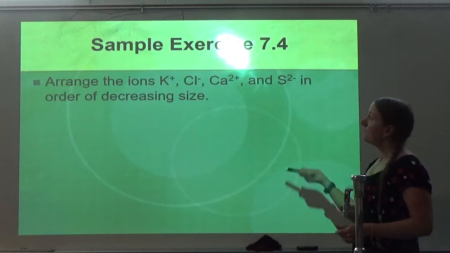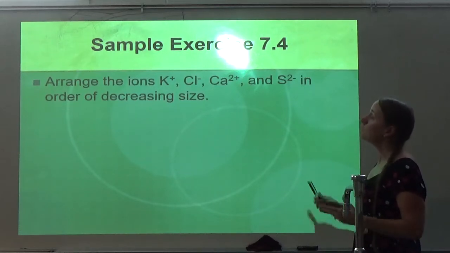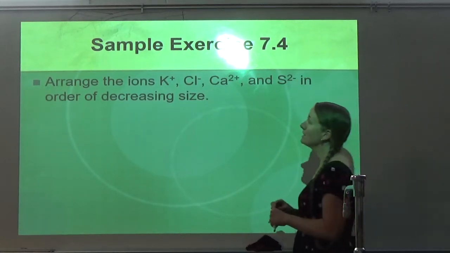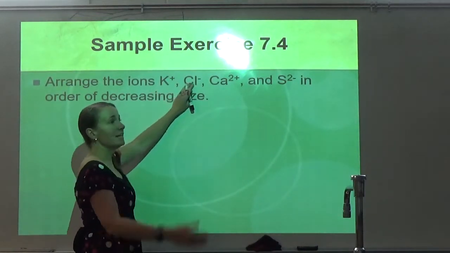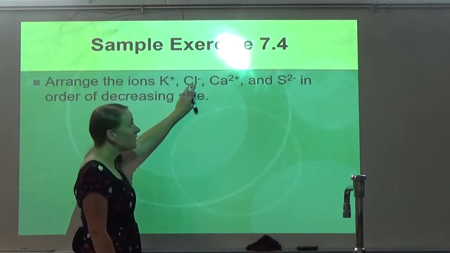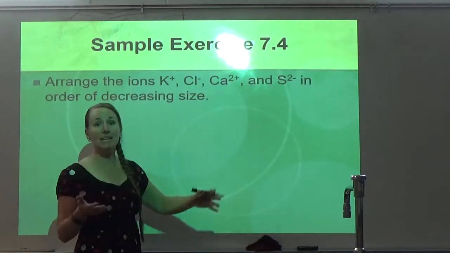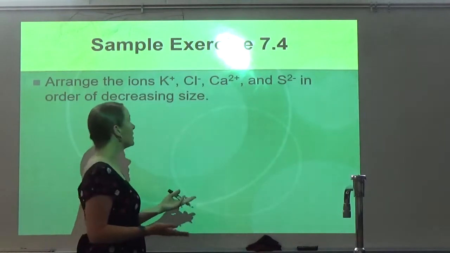All right, so it says arrange the ions in order of decreasing size. So I can see that K normally has 19, but it's positive 1, so that's 18. Cl normally has 17, but it's negative 1, that's 18. So they all have 18. So I can say, hey, this is an isoelectronic series.